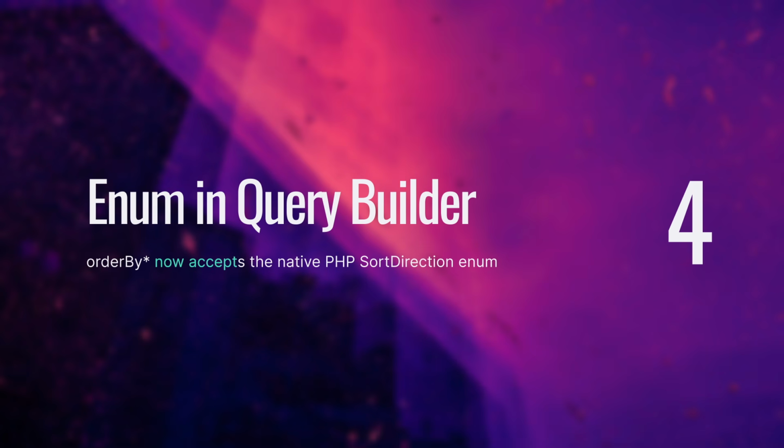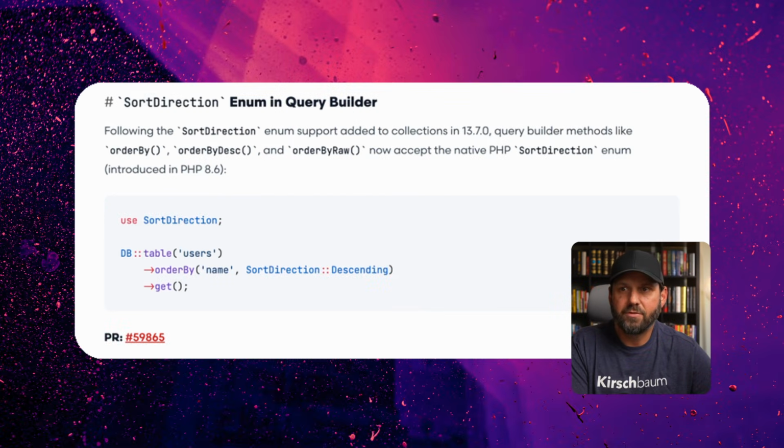It's the SortDirection Enum in the query builder. First off, it says it's introduced in PHP 8.6, so I'm going to assume you have to be using PHP 8.6 to get this. But following the SortDirection Enum that was added to collections in 13.7, query builder methods like orderByDesc and orderByRaw now accept the native PHP SortDirection Enum. And right here is the code example. You're just going to use the SortDirection, and here's an example: DB table users, orderBy name, and SortDirection descending as the example.